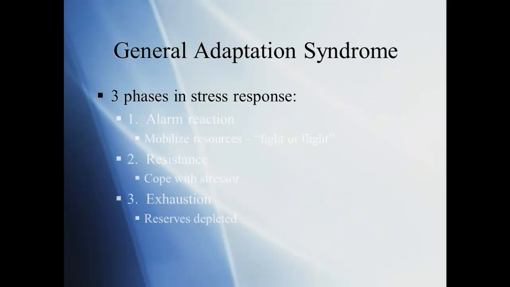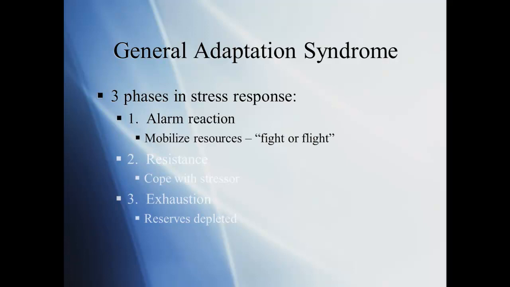The way we talk about stress is as a response cycle, and the response cycle is called the general adaptation syndrome, which is a little strange because it makes it sound like it's a disease, and of course it's not. This is just how everybody responds to stress. And there are three phases. The first is the alarm reaction phase. This is what we often call the fight or flight response.